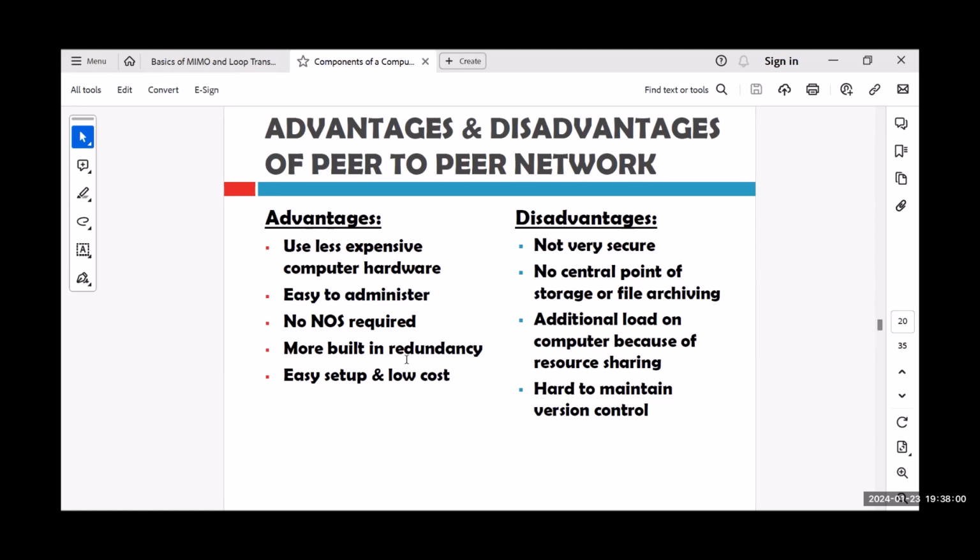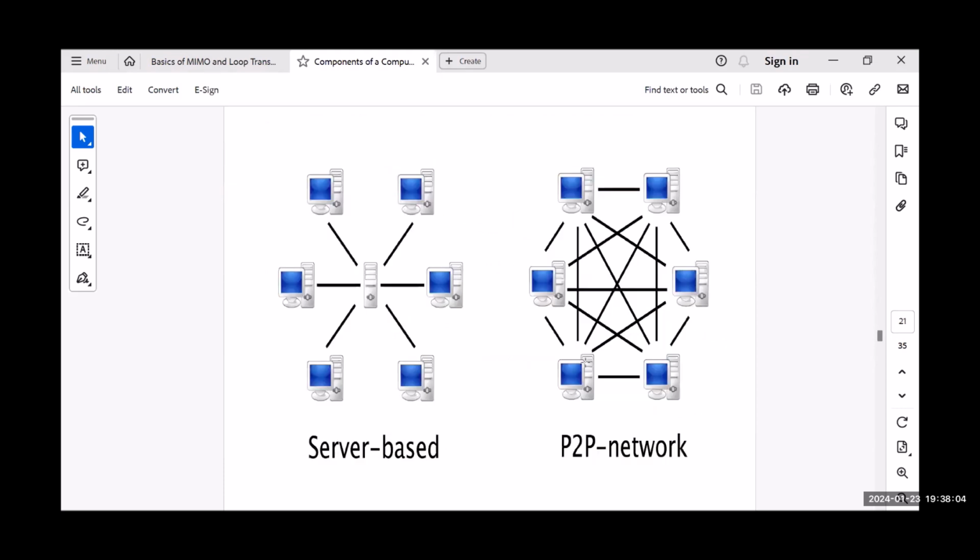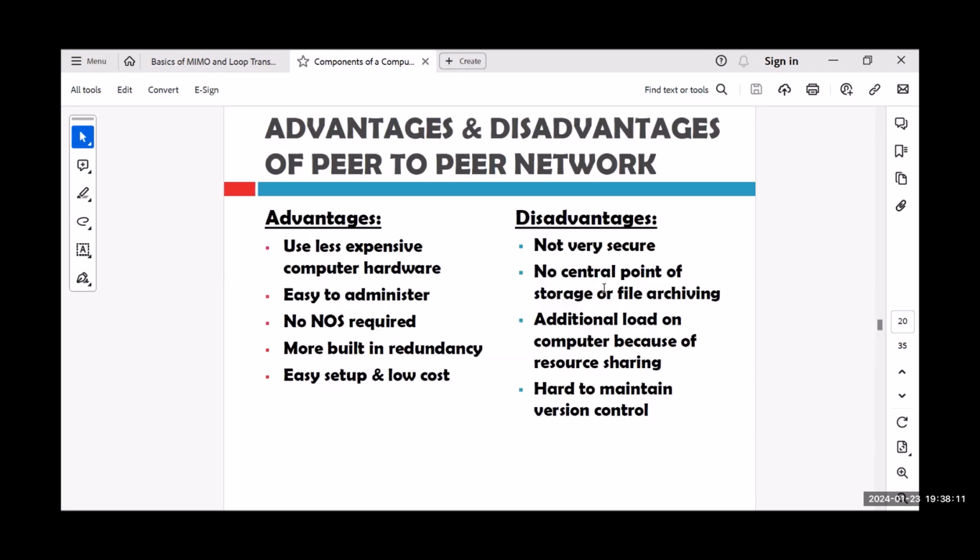There is more built-in redundancy, right? Because it appears to us that it is quite redundant, since each computer is connected to other systems. It is quite possible that there would be network collision between the computers. So it's sort of redundant, right? The easy setup and low cost is the other advantage of that.